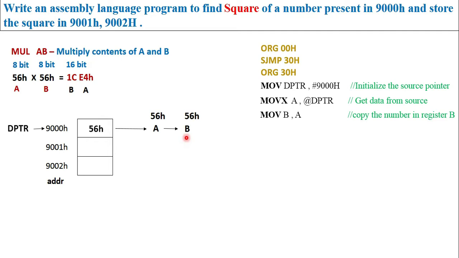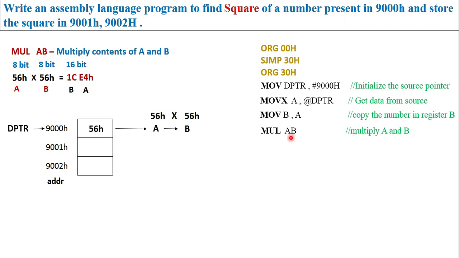So both the operands are ready. So what is the next task to be done now? The next task is we need to multiply these two numbers. And which is the instruction which does this? It is MUL AB in 8051. So the next instruction is MUL AB, multiply contents of accumulator with contents of B register.